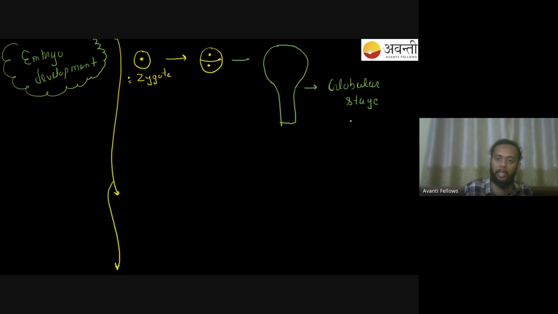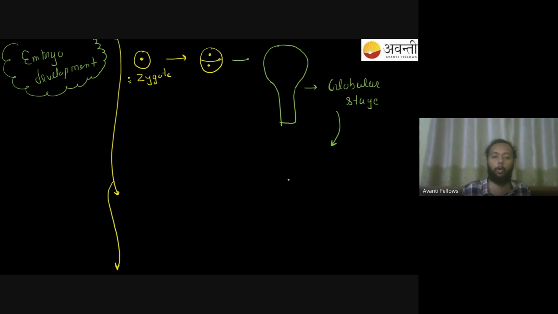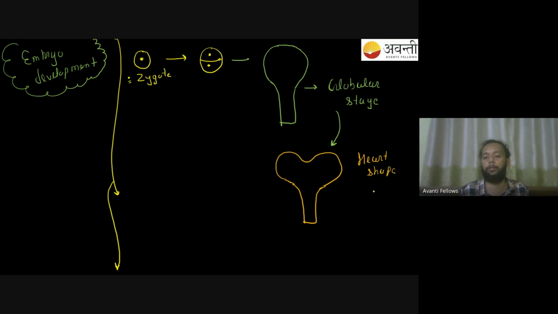From this globular stage, the embryo is going to grow much more, and it will become heart-shaped. After this, the embryo is going to grow much more in detail, and it will become something like this. Remember, this is quite a detailed process, but we are not learning it in detail because you don't find questions coming from this. That's why we won't be wasting time on this. But you will have a globular stage and a heart-shaped stage.